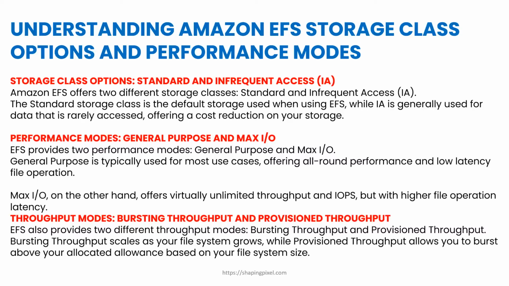EFS also provides two different throughput modes, bursting throughput and provisioned throughput. Bursting throughput scales as your file system grows, while provisioned throughput allows you to burst above your allocated allowances based on your file system size.